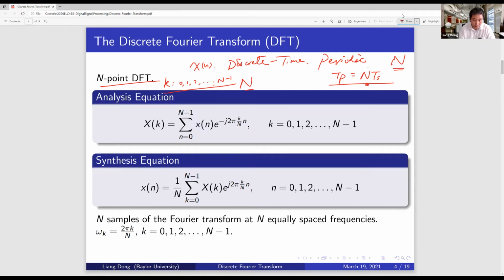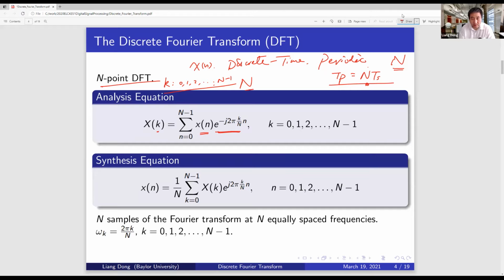The analysis equation is the same thing. I'm taking the time domain signal x[n]. Now, instead of doing a summation from negative infinity to positive infinity, I'm only going to take one period in time, which is n from 0 to N minus 1. We change a little bit of this core. Now it's e to the power negative j 2 pi k over capital N times n, and this k is my frequency count.